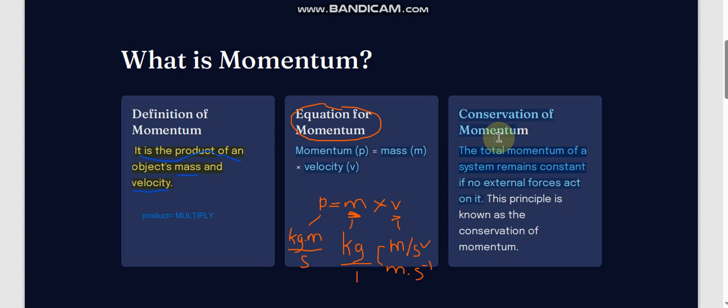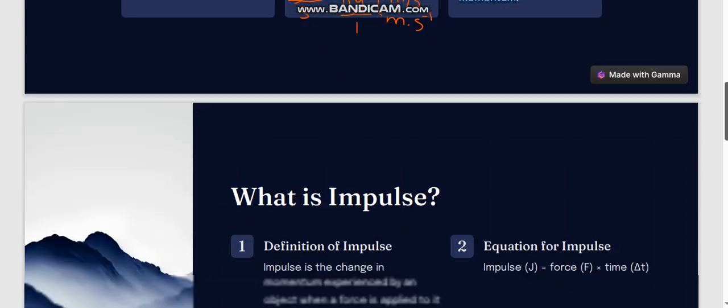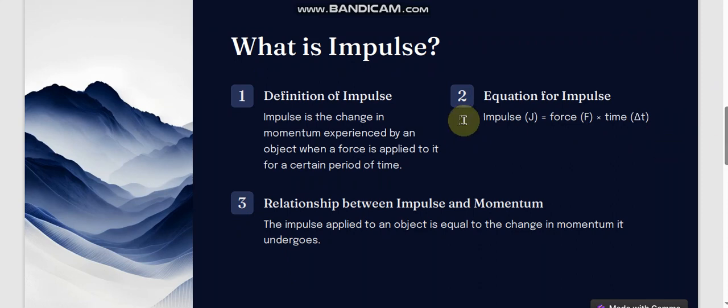It simply says that the total momentum will never change whenever there are no other forces acting on or influencing that particular system. That's what conservation of momentum simply entails. So this principle is known as the conservation of momentum. Remember, it is the total momentum of a system remaining constant, provided that there are no external forces acting.